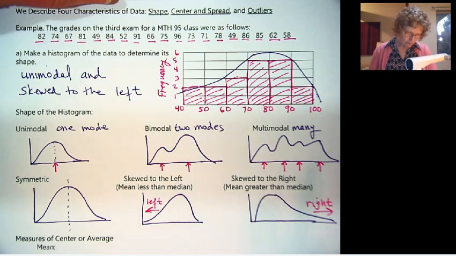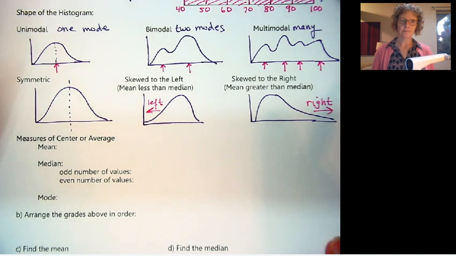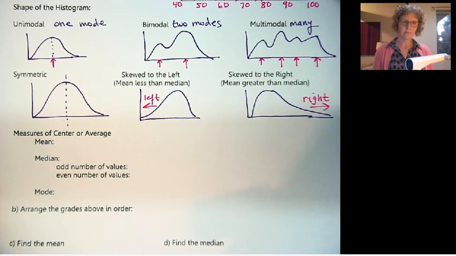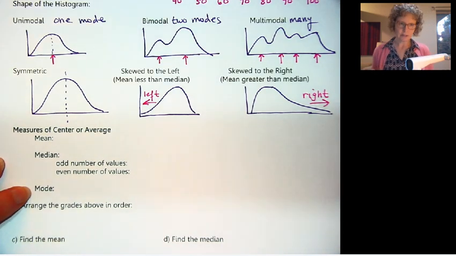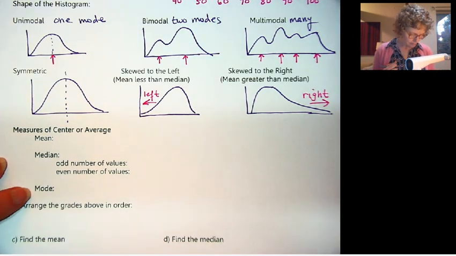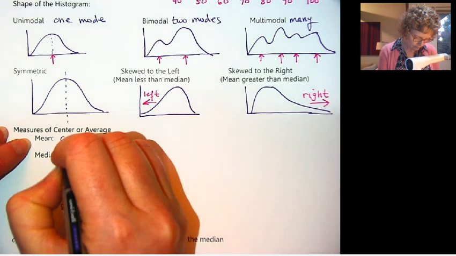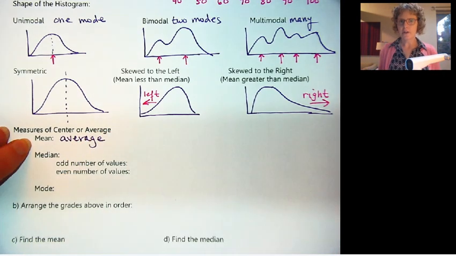So let's go ahead and start talking about center. I'll move this up. We have three different ways to talk about center: mean, median, and mode, and you've likely heard these before. Mode has to do with shape, but also center, so that's why it's in both places. The mean is what you think of as the average, what you're used to calculating when you add all the numbers and divide by how many there are.